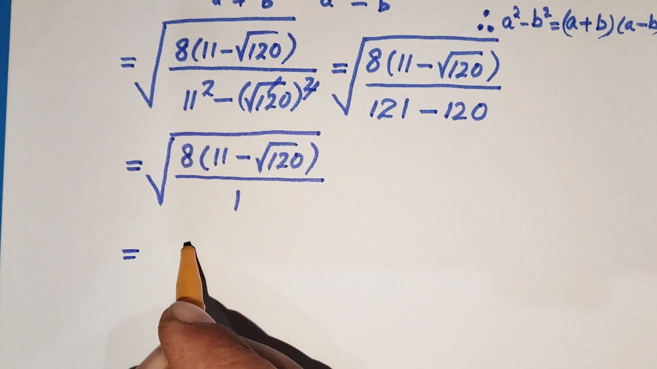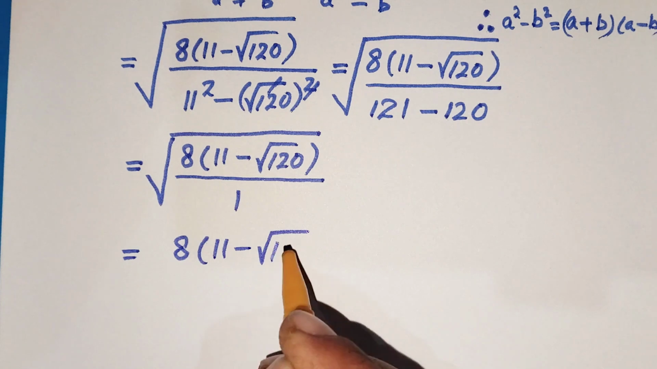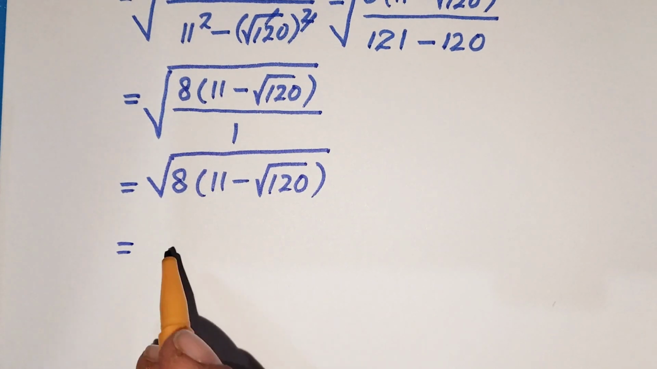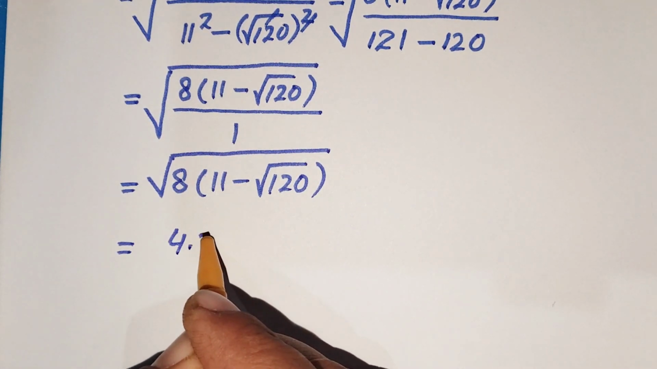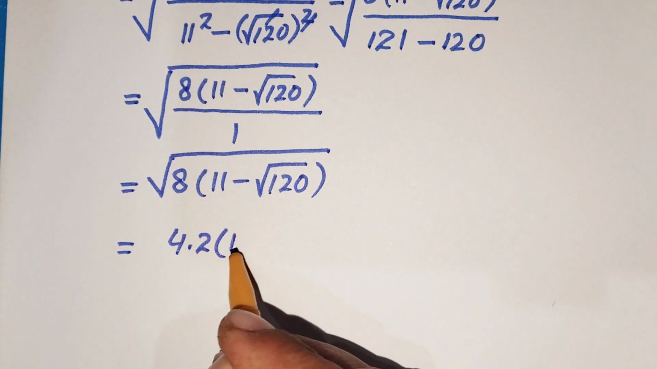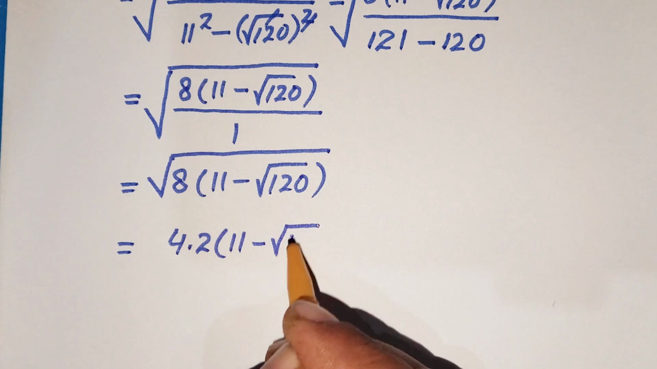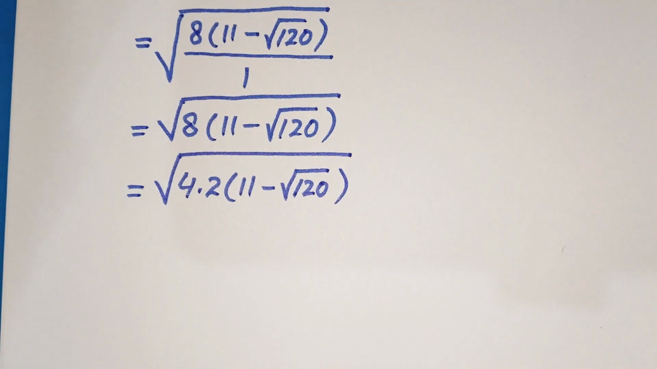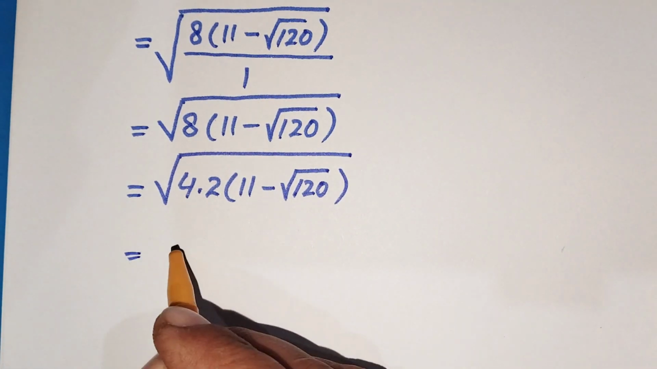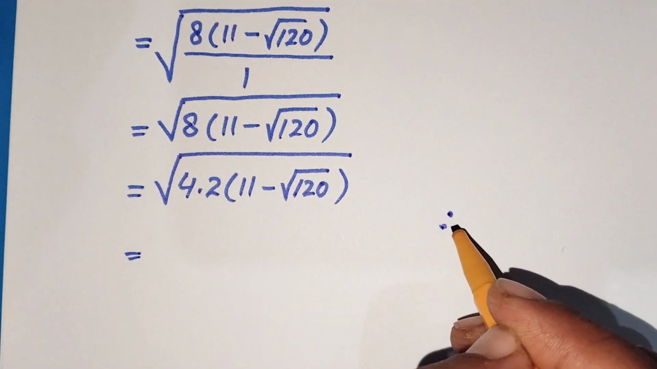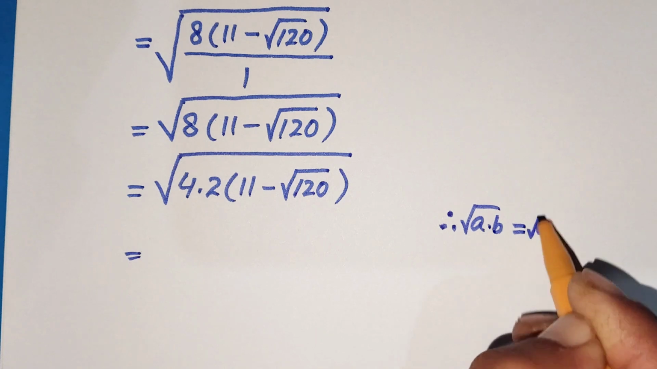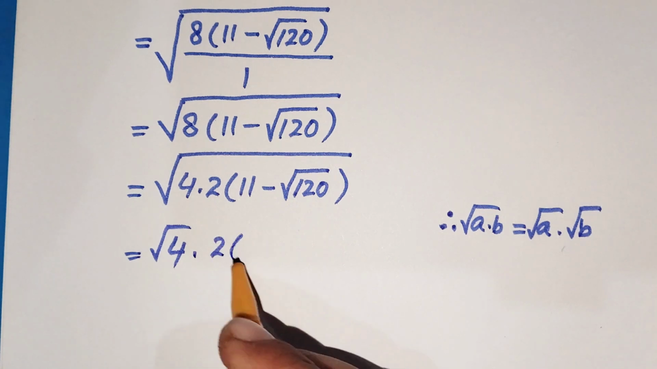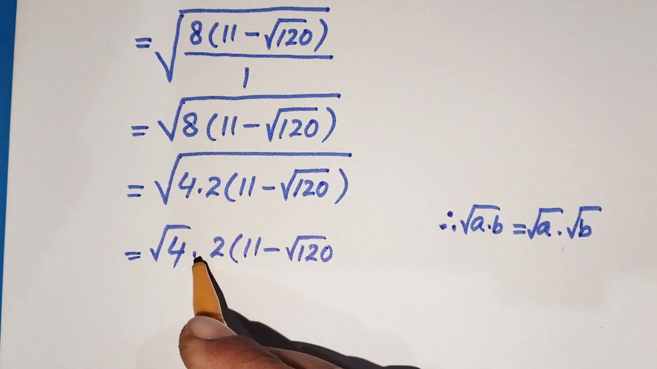And our next step is 8 times 11 minus the square root of 120, whole square root. Now we can write this 8 by factorizing as 4 times 2, times 11 minus the square root of 120. Now here, as we know that if we have the square root of a times b, it can be written as the square root of a times the square root of b. So the square root of 4 times 2 times 11 minus the square root of 120.